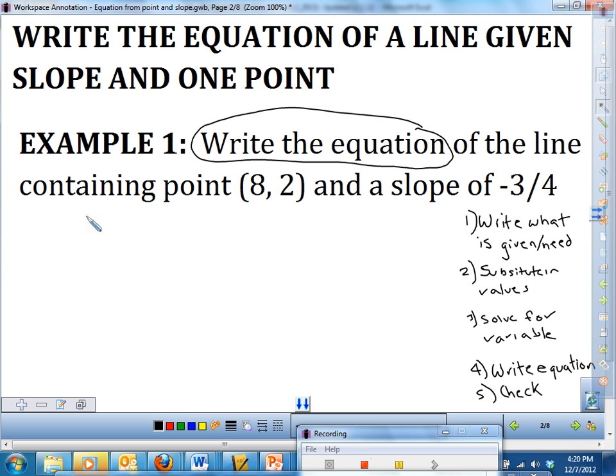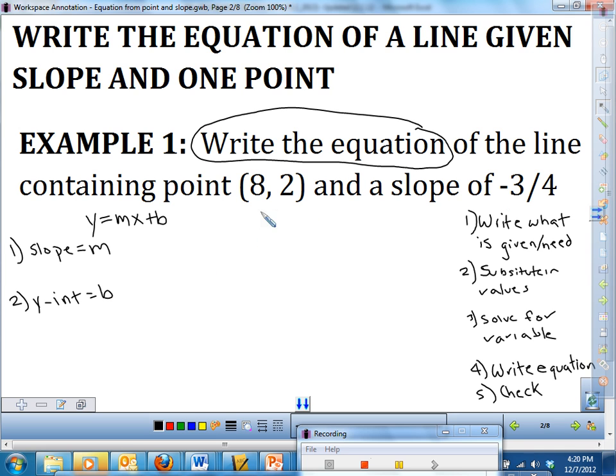And I know previously that the equation of a line looks like y equals mx plus b. So the first thing I want to do is brainstorm what I need and what I'm given. It says write the equation of the line containing a point (8, 2) and a slope of negative 3/4. So first of all, what do I need to write an equation? I need, number one, the slope, which we know is represented by the lowercase m. And I also need the y-intercept, which is represented by the lowercase b.